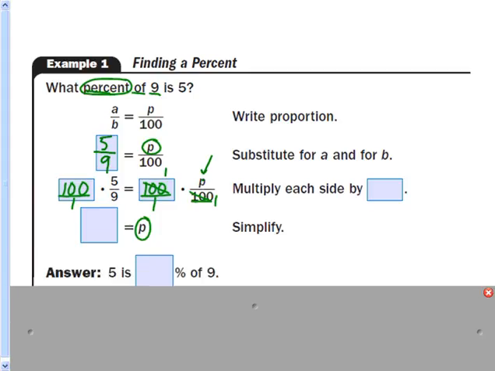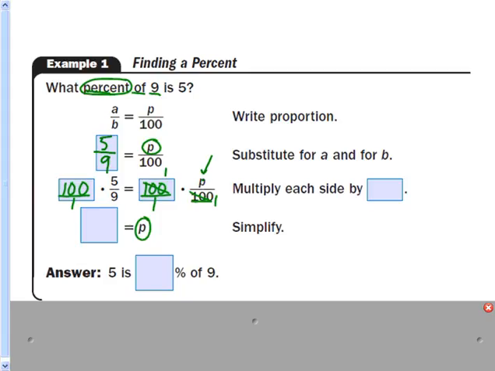Again, I'm going to show my work over here so you can see what I'm doing on the right-hand side. Multiplying across, 100 times 5 is 500, and 1 times 9 is 9. So I've got this division I'm going to have to do: 500 divided by 9. I'm going to use the other method, partial quotients.